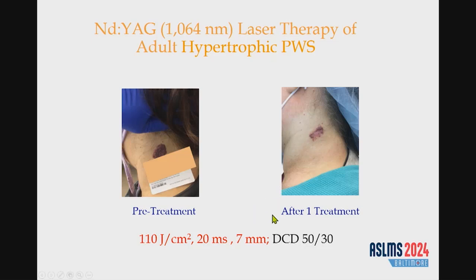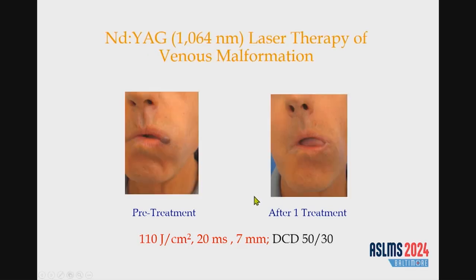With these wavelengths, the Nd:YAG, again, you increase the cooling to compensate for the higher energy densities. These can be very, very useful for thicker nodular hypertrophic port wine stains. They can also be very, very useful for deeper vascular lesions in the tissue.